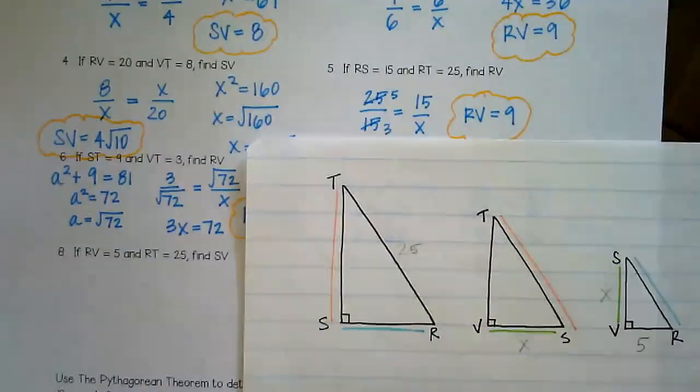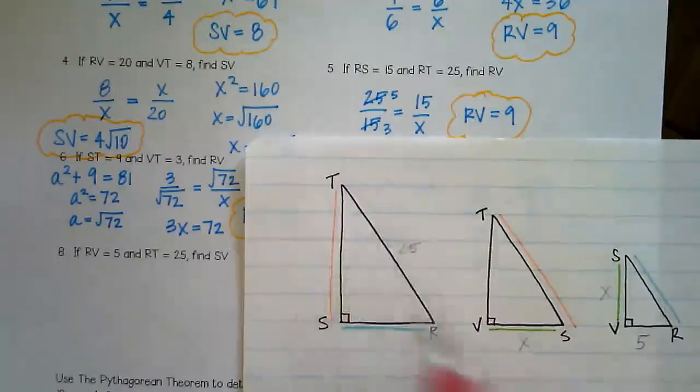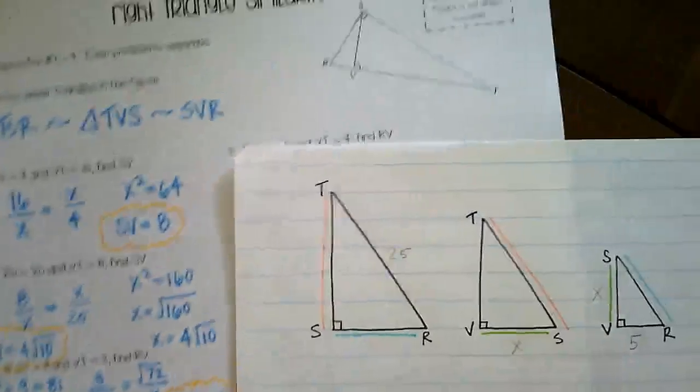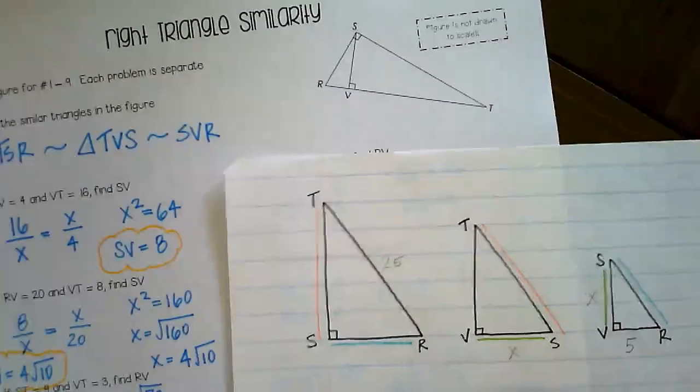Which tells me that I probably want to go back and look at my original triangles, because I have one side here. I really have no sides here. I know what I'm looking for. And then I have two sides here, but not really. So I can't use the Pythagorean theorem, and nothing is matching up. So what I'm going to do is go back up here to the original picture.